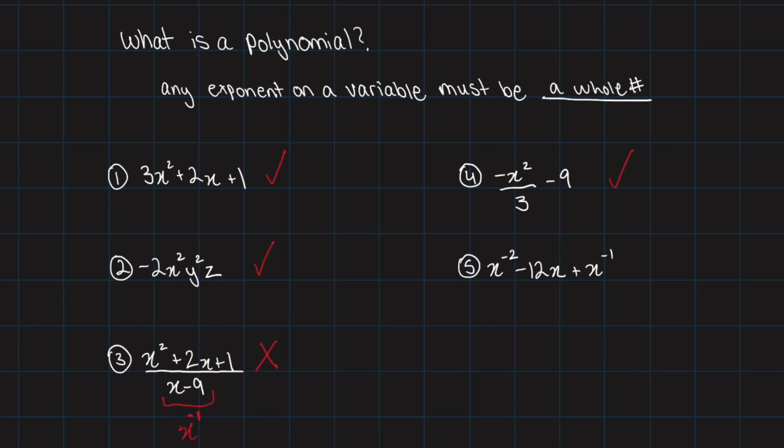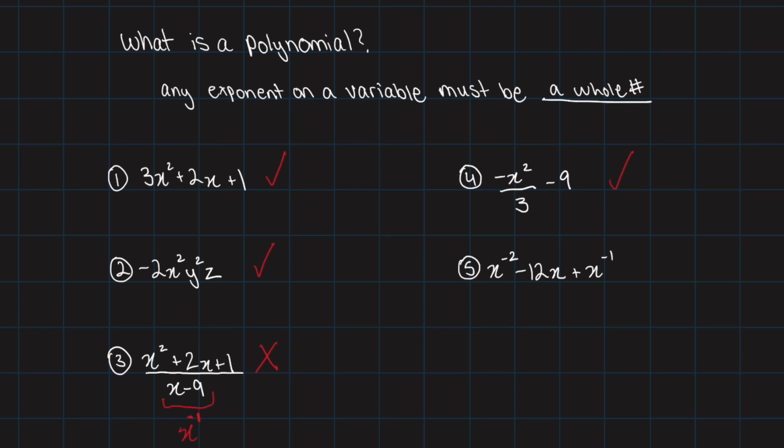And now for our last example, I want you to guess whether it is a polynomial or not and why. But we have x to the power of negative 2 minus 12x plus x to the power of negative 1. So we actually have 2 negative exponents in this expression. So this is not a polynomial.